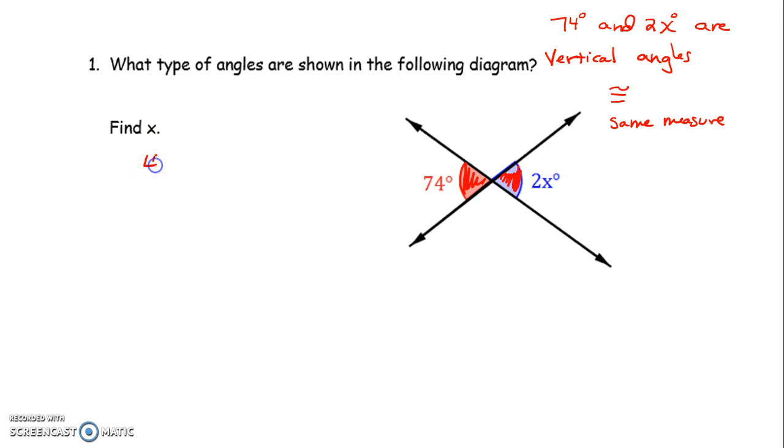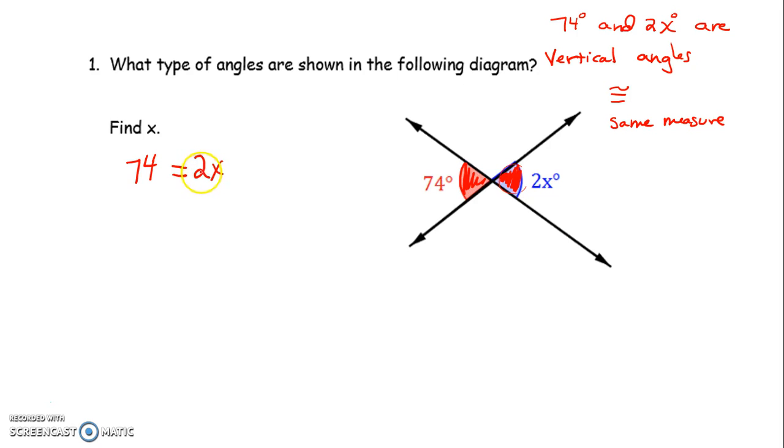So to find x, we'll take our first angle, our 74-degree angle, and we know that's the same as the angle labeled 2x. So this entire angle here will also be 74 degrees. We'll be able to solve for x. So now I look, I go, okay, they're vertical. They have the same measure. I set up this beautiful equation. How do I solve for x?